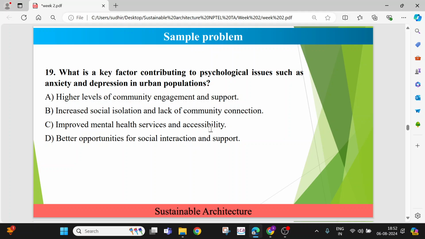The impersonal nature of large cities often leads to a lack of social interaction, community support, and crime scenarios were also mentioned, which is also there in your assignment 2 of week 2. All these factors exaggerate the mental health issues among the residents in urban areas. So with this, we lock option B for question number 19, and we will move to the next question, question number 20. I hope question number 20 is visible to all of you.